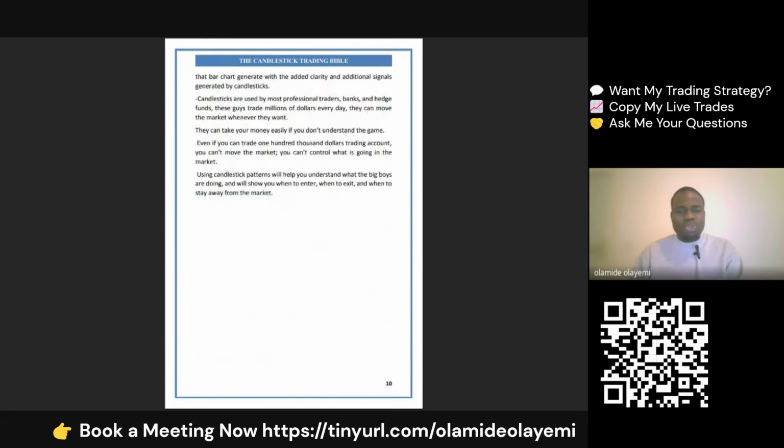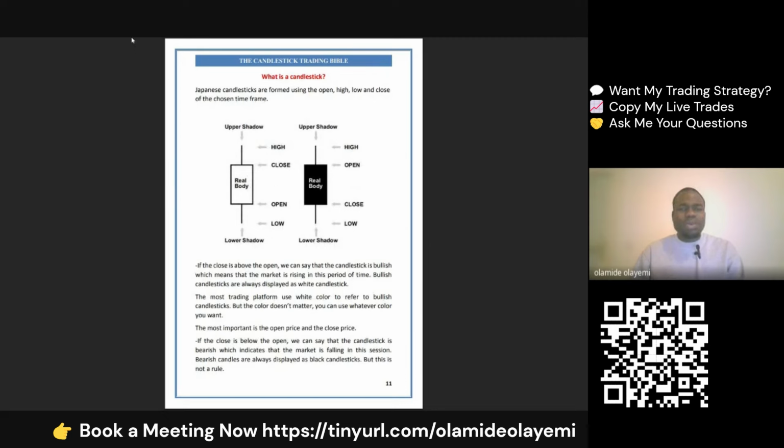All right, I want us to quickly start with the candlestick. The candlestick can be formed using the open, high, low, and close of a chosen time frame. So what do we mean by a chosen time frame? That is the question now. Time frame is what really matters in trading. Right now we'll be using this white candlestick as bullish, that's when the price is going up, and we'll be using this black one as bearish, when the price is falling.